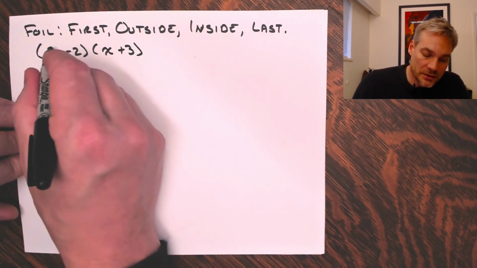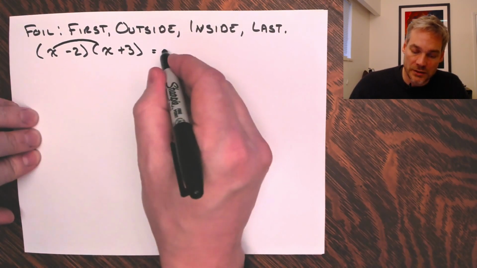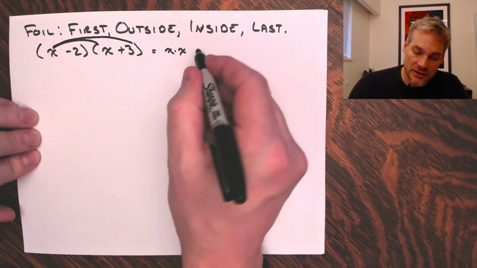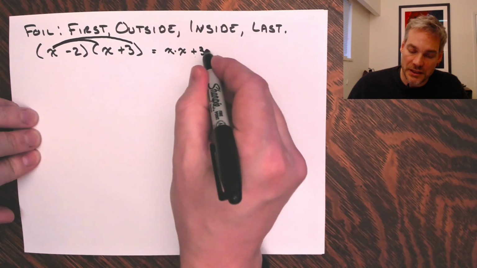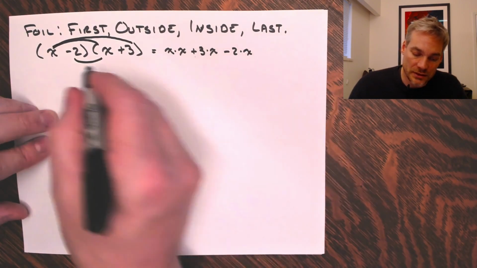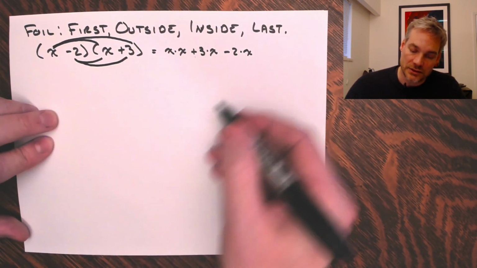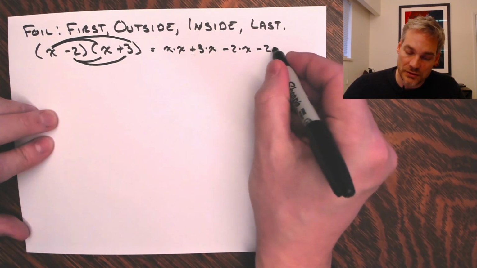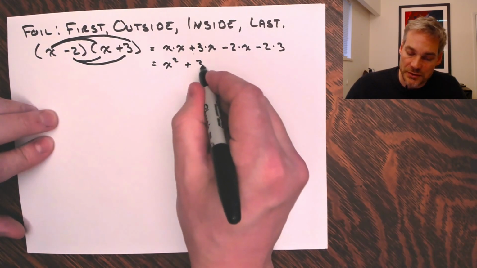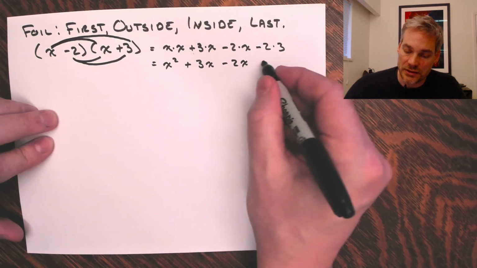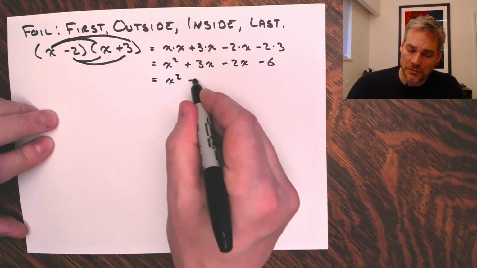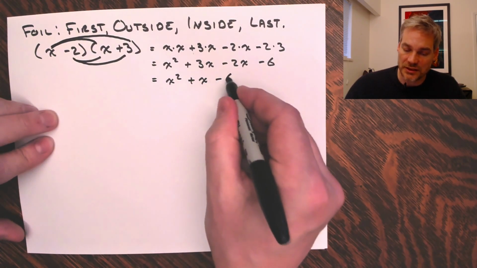of a quadratic like this, we would multiply the first two, which is x times x, and then you multiply the outside two, which is 3 and an x, and then you multiply the inside two, which is a minus 2 and an x, and then you multiply the last two, which is a negative 2 and a 3. And when we do that, we get x squared plus 3x minus 2x minus 6, and then we group those two in the middle, and we have x squared plus x minus 6.